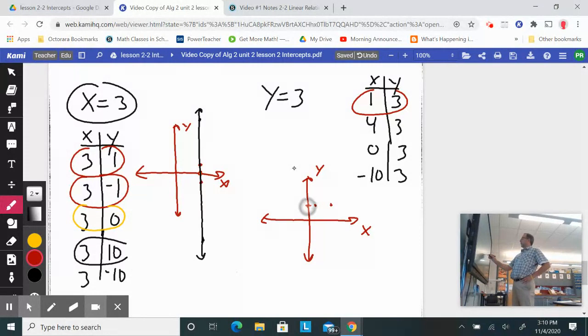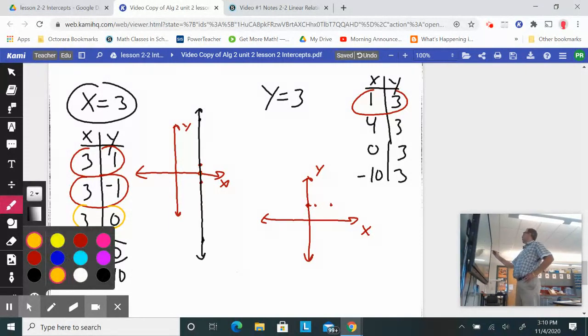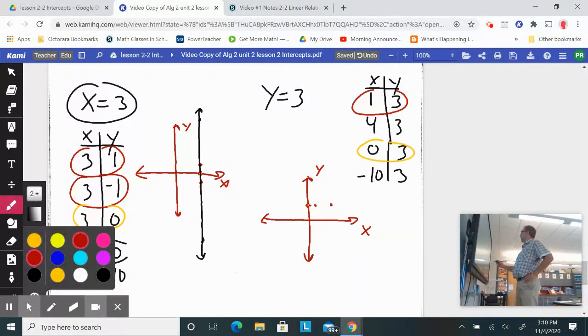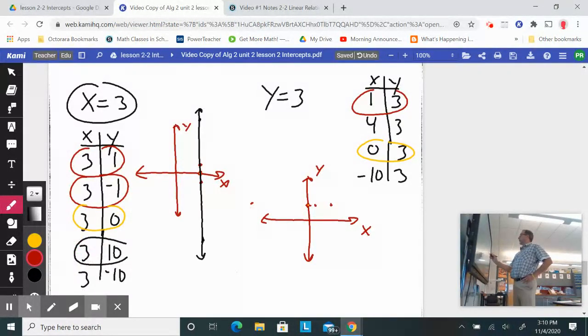0, 3 is right on the y-axis. So that's actually your y-intercept. Because the x is 0, y is 3. It's right there. Then negative 10, 3 is way down here. So negative 1, 3 would also work. And if you connect those, you have a straight line that's horizontal.